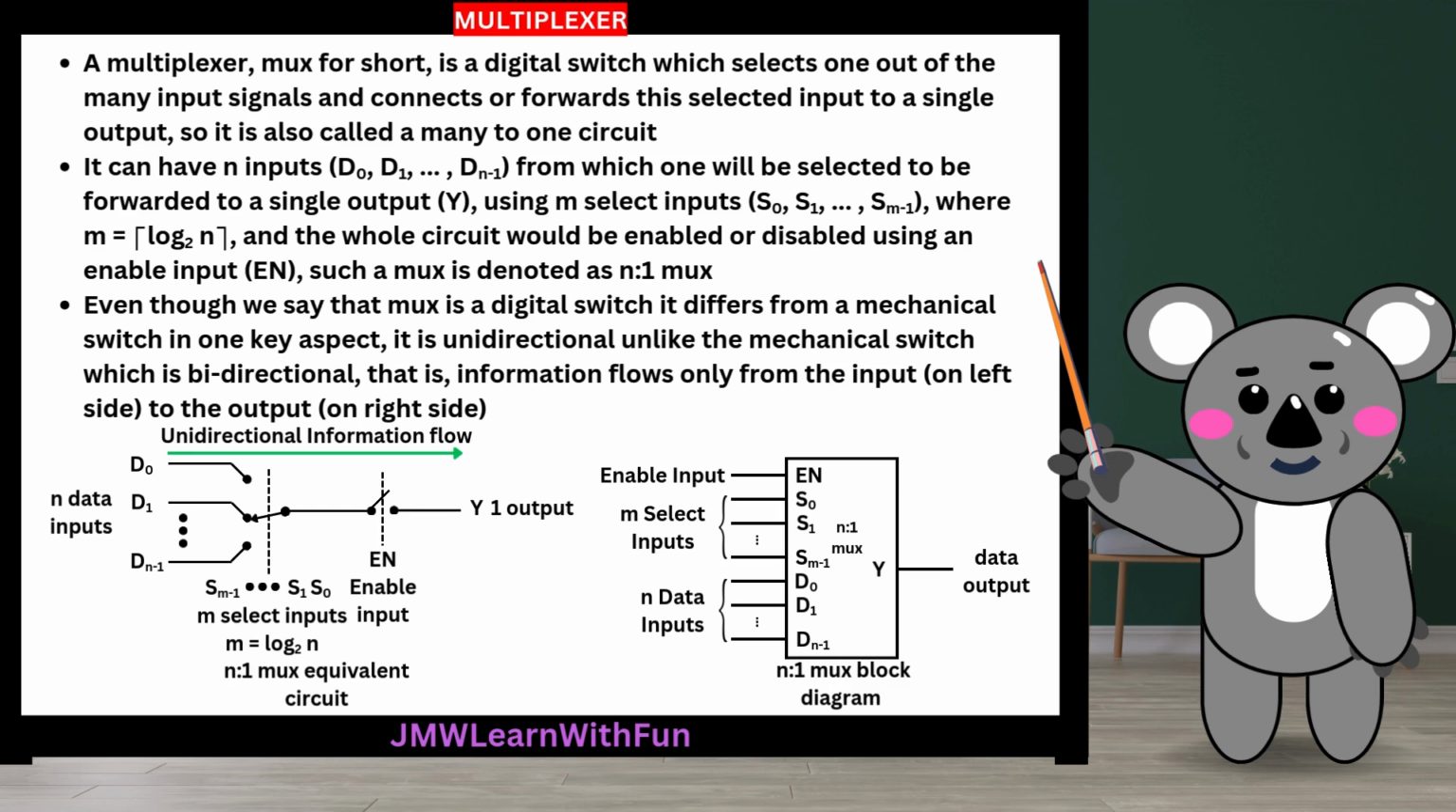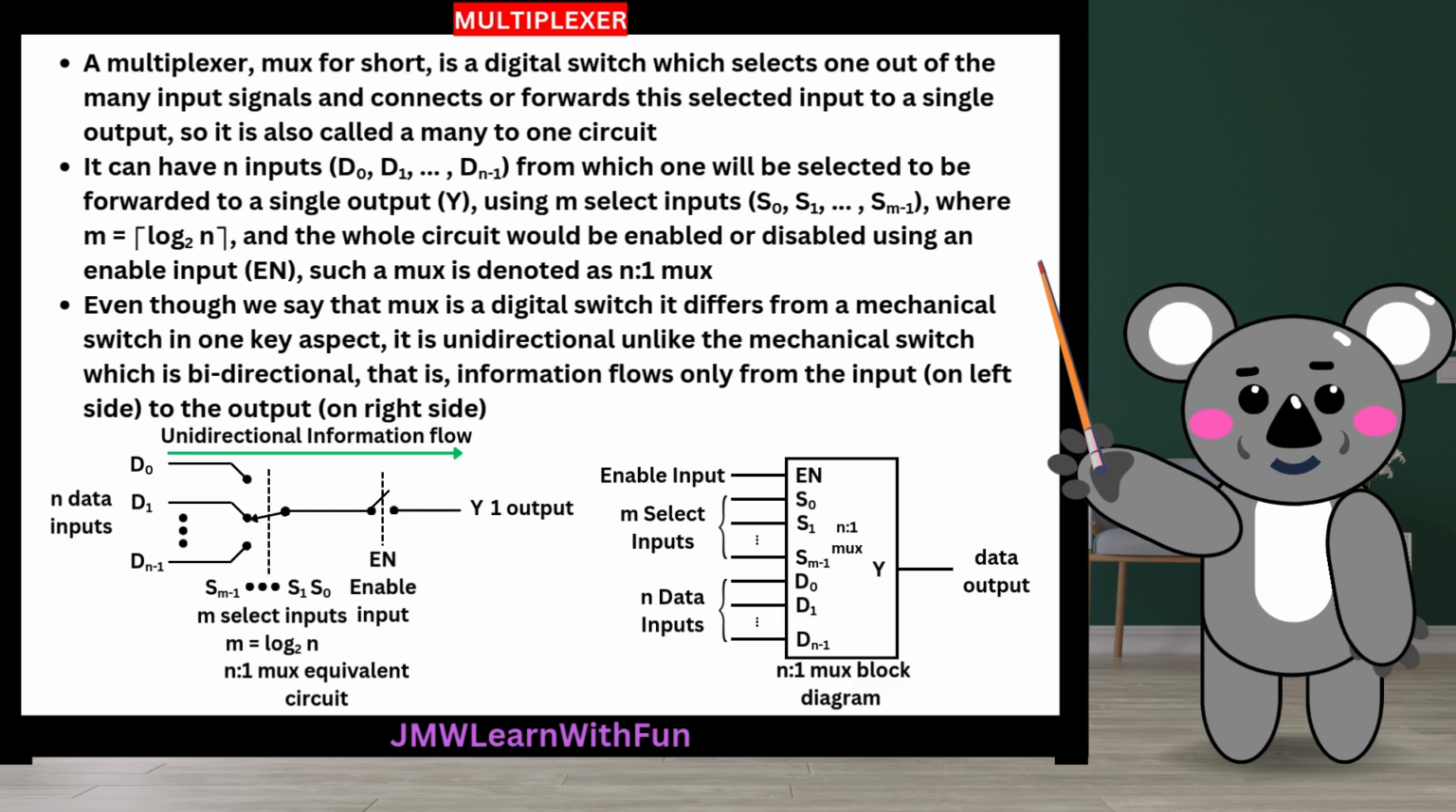Even though we say that MUX is a digital switch, it differs from a mechanical switch in one key aspect: it is unidirectional, unlike the mechanical switch, which is bidirectional, that is, information flows only from the input, on left side, to the output, on right side.